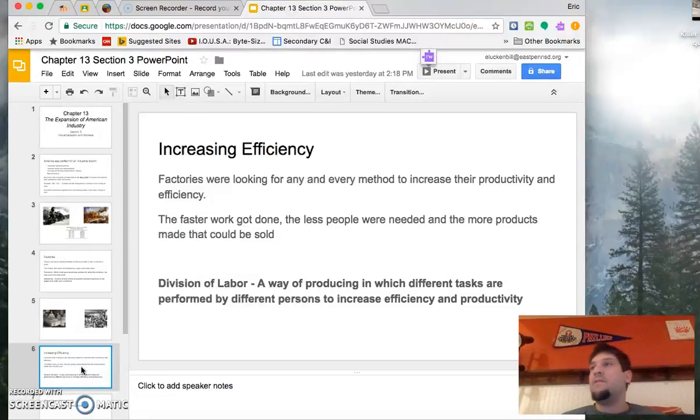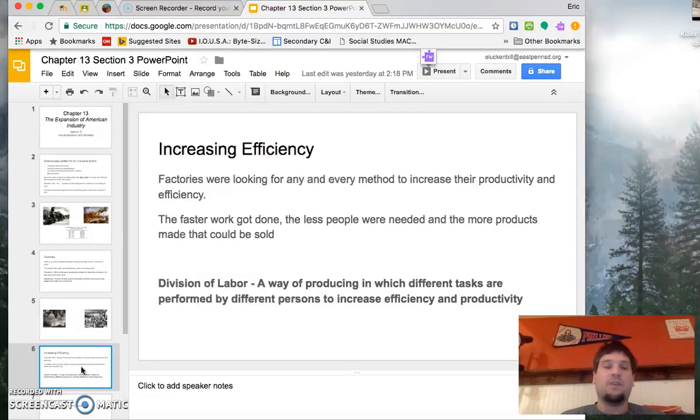And that's where this idea of the division of labor comes in, a way of producing in which different tasks are performed by different persons to increase efficiency and productivity. In the late 1800s, this is what workers, owners, and managers were thinking about. How can we do a job faster than ever before? And what we started to see was, instead of teaching someone how to do an entire project or an entire job, they would do a piece of a job, even if it was a minute detail that required almost no skill. The whole point was to do a job in as little time as possible.